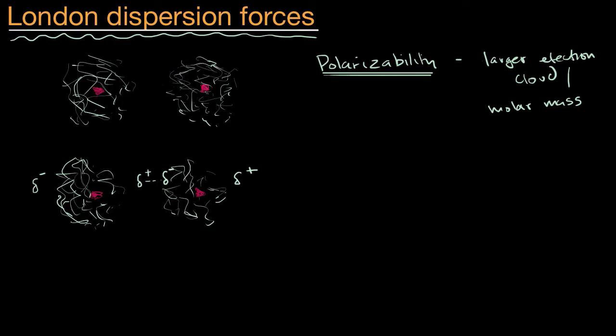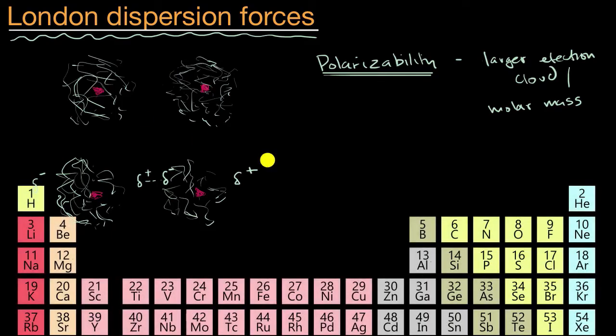So, for example, if you were to compare some noble gases to each other, and so we can look at the noble gases here on the right-hand side. If you were to compare the London dispersion forces between, say, helium and argon, which one do you think would have higher London dispersion forces? A bunch of helium atoms next to each other or a bunch of argon atoms next to each other? Well, the argon atoms have a larger electron cloud, so they have higher polarizability. And so you're going to have higher London dispersion forces.